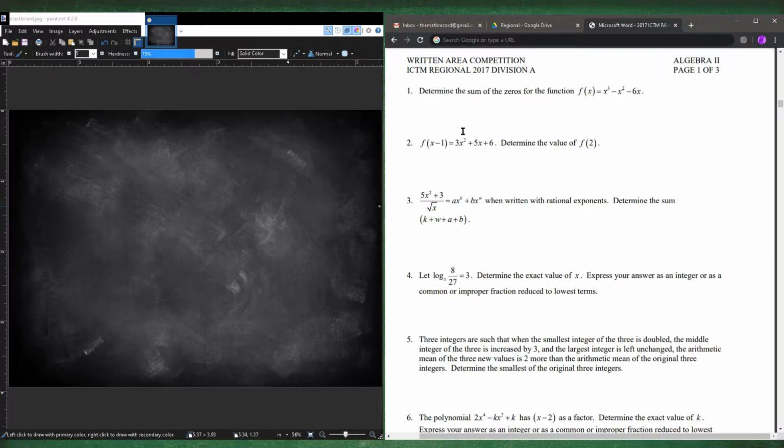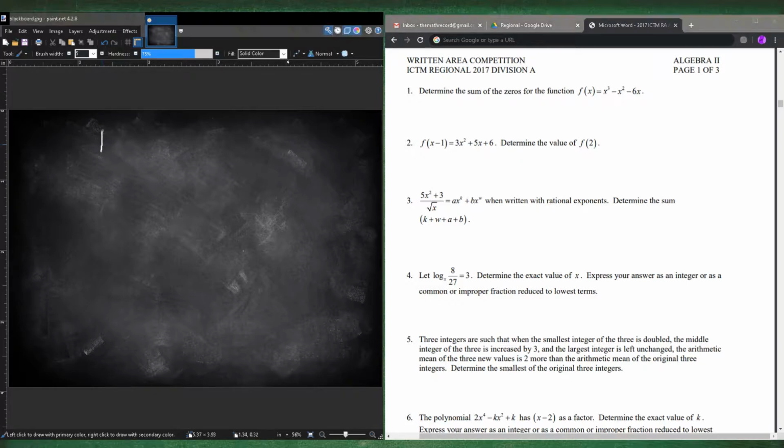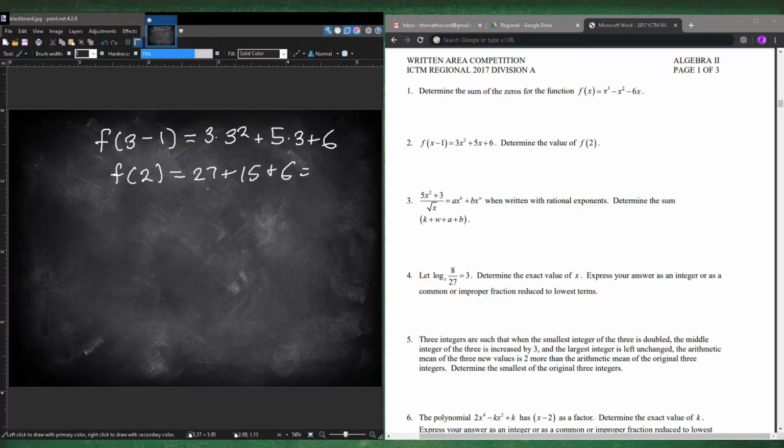Okay. Number 2, f of x minus 1 is equal to 3x squared plus 5x plus 6. Determine the value of f of 2. We know f of 2 exists in this function, so x has to equal 3, right? Because if you put 3 as x, then you have f of 2. So that's 3 times 3 squared plus 5 times 3 plus 6. This simplifies to f of 2, which is what we need to look for. That's 27, plus 15, plus 6. So that is 42 plus 6, which is 48. So our answer for number 2 is 48.